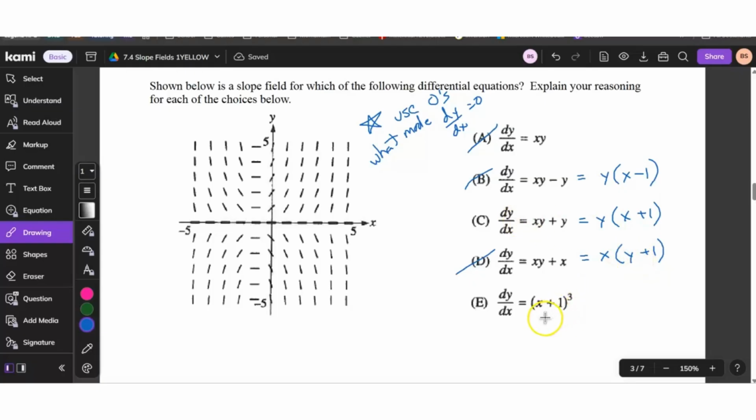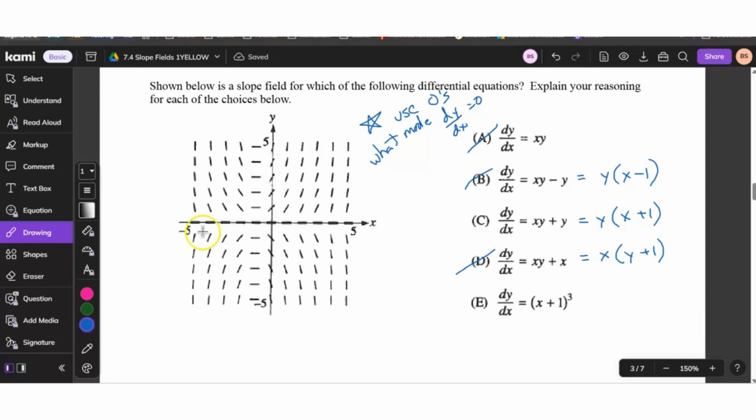But let's check E. Could be E. If I look at E and I put in -1, what happens? It's 0 squared, 0. It's 0 cubed, which is still 0. So it could be E. So we've at least narrowed it down to those two. Do you see how I did that by using the 0? It will be easier using 0 than anything else. I mean, you can pick any point you want, but it's easiest by using 0.